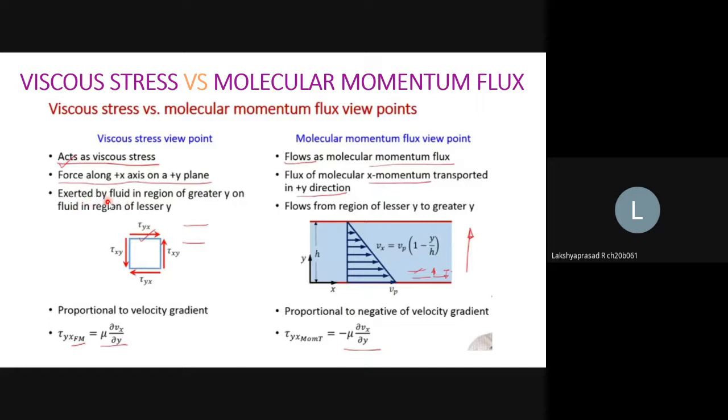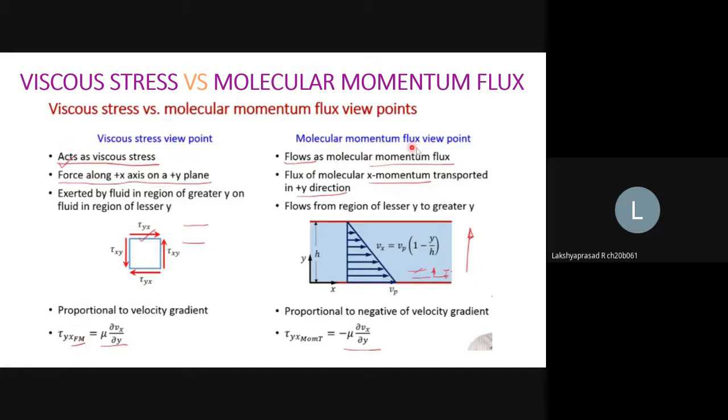It is viscous stress exerted by fluid in a region of greater y on fluid in a region of lesser y. So fluid which has a higher y coordinate is moving faster than the fluid which is below it. So viscous stress is exerted by it on the layer below, and here viscous stress is proportional to the velocity gradient, and this we have seen in Newton's law of viscosity. So tau yx is equal to mu into dou Vx by dou y. This is something we know, where FM stands for fluid mechanics. So this is the viscous stress viewpoint.